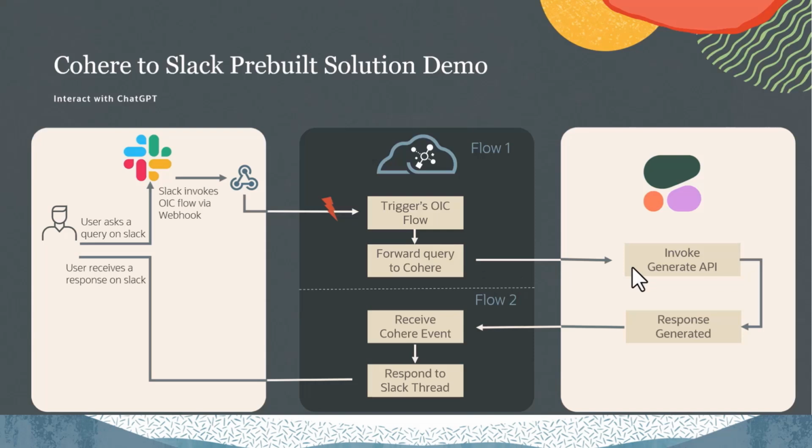Courier, on receiving the query and response from the generate API, shall invoke another flow on the OIC side, which in turn will respond to the Slack thread, and user will receive a contextual response on a Slack. So with that, let's get on to the practical demo.